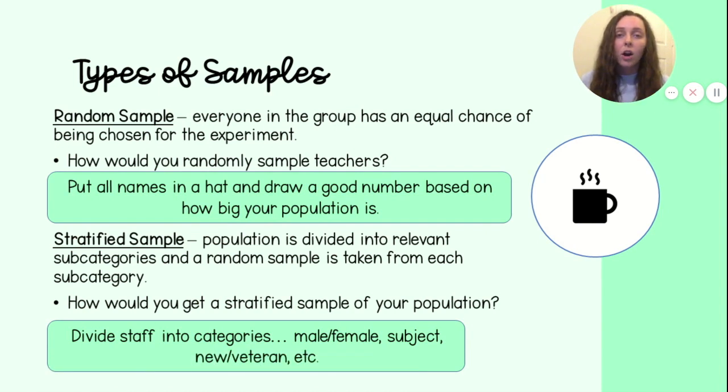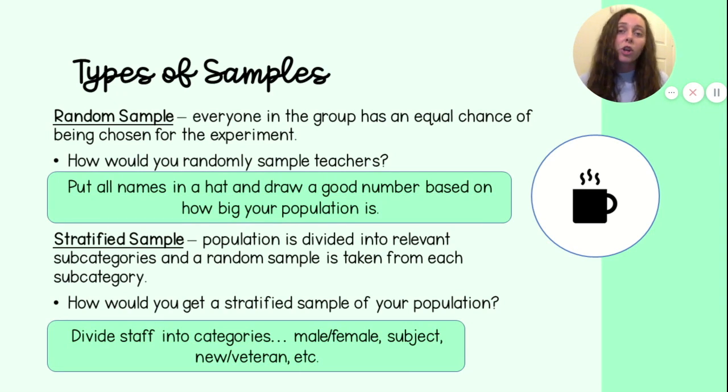A really good way, always, to get a random sample is putting everyone's name in a hat and then drawing out different names at random to get a representative sample. So, for example, if there's 250 teachers at Creekview, everyone's name goes in the hat, and then say you want your sample size to be around 50, 70, then you need to pull out that many names. And that would give you a good random sample because that's completely random.